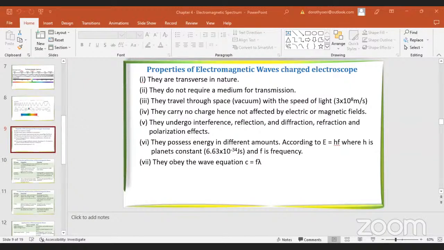Yes, Levis. My question is, in this question, for c equals frequency times wavelength, is c the same as speed? Because speed is found using the same formula. Yes, speed of light is normally represented by c, the speed of light. Okay. Yes.